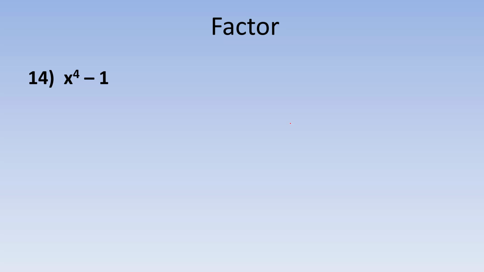x to the fourth minus 1. Okay, x to the fourth. That's not a square, is it? Well, it can be a square because remember, there are two terms that are getting multiplied together. X squared is getting multiplied to x squared. Well, what about 1? 1's not really a square, is it? Well, sure. 1 is getting multiplied to 1. Okay, so let's try the same process. X squared plus 1 and x squared minus 1.